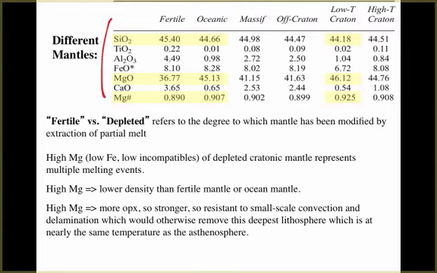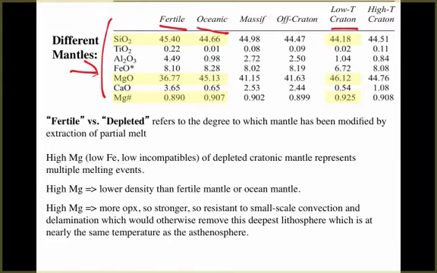If we consider 3 different types: a fertile mantle, oceanic mantle, and a low temperature craton, so an old craton. Broadly, the chemistries are similar. Magnesium differs somewhat. And we can refer to different parts of the mantle as being fertile versus depleted, and that refers to the degree to which mantle has been modified by extraction of partial melt. So I refer to that when I talked about extraction of partial melts in the mantle wedge beneath arcs and above mantle plumes or beneath ocean ridges.